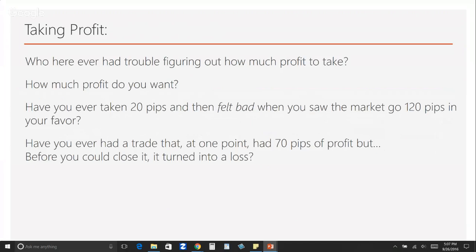And then there's the flip side of that coin. Have you ever had a trade that at one point in time was up 70 pips or 170 pips? It was really profitable. But before you could close it, the market turned around, and by the time you closed that trade, it turned into a loss. These are really common experiences that traders feel, and I don't like either one of them. I don't want to feel bad when I only take 20 pips and the market keeps going, and I feel like I did something wrong. And I also know how frustrating it can be and how slippery those pips are when you have 20 pips in the bag and it slips out before you have a chance to close that trade.